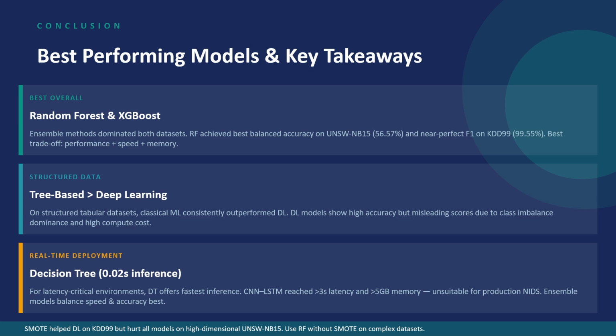Deep learning models showed high raw accuracy but misleading scores due to the class imbalance, and they came with significant computational cost. For real-time deployment, Decision Tree came with 0.03 second inference time, which makes it the top choice in latency critical environments. CNN-LSTM, on the other hand, came with 3 seconds and requires more memory. It is simply not suitable for production in IDS.